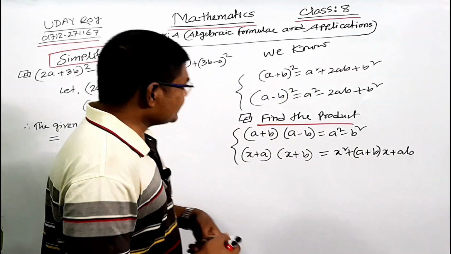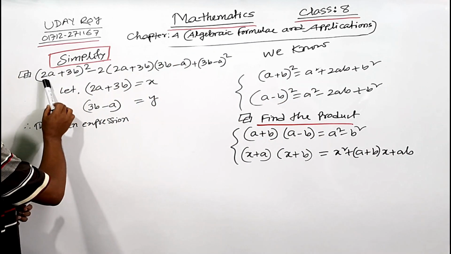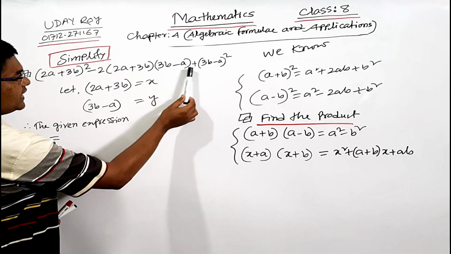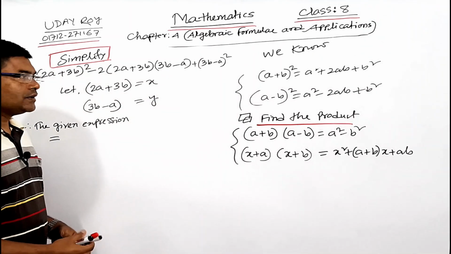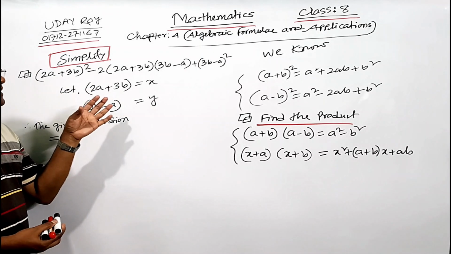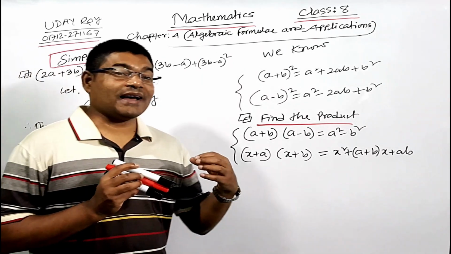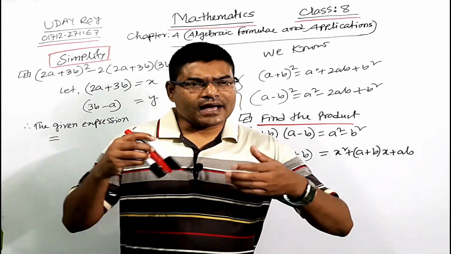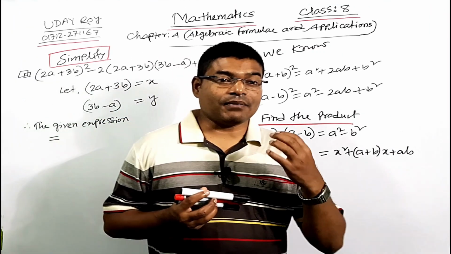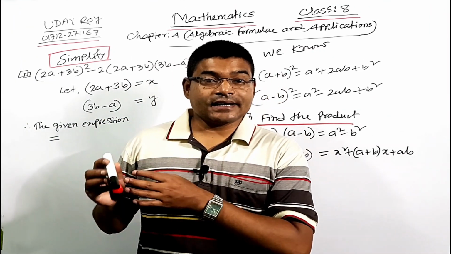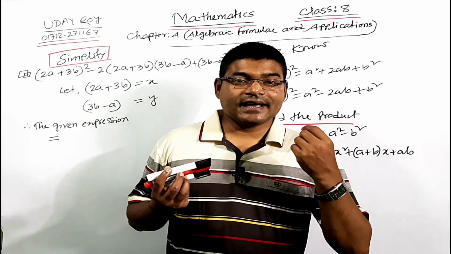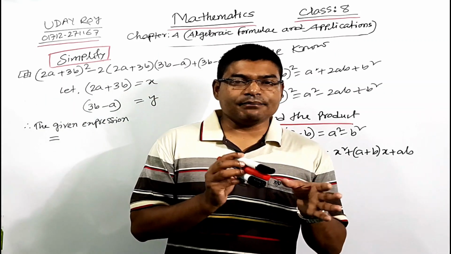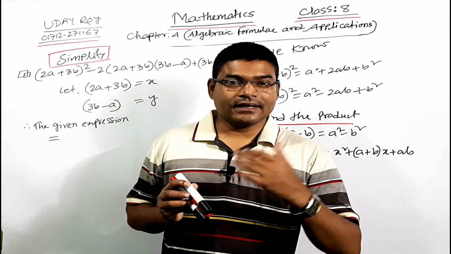Please follow the board. Here, simplify: (2a plus 3b) whole square minus 2 into (2a plus 3b) into (3b minus a) plus (3b minus a) whole square. If you see the math described by a and b, then you have to take x and y, and if you see math described by x and y, then you have to take a and b. Okay, I think you all are clear. I think you have got it.